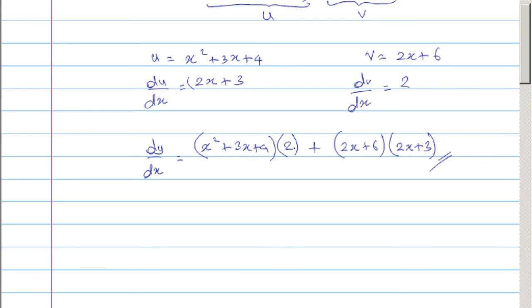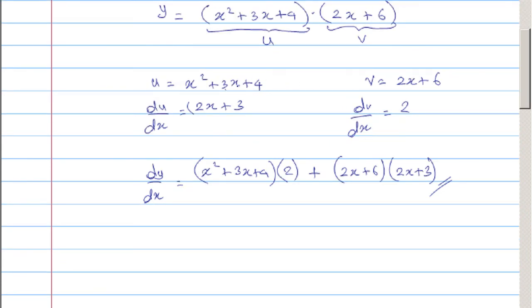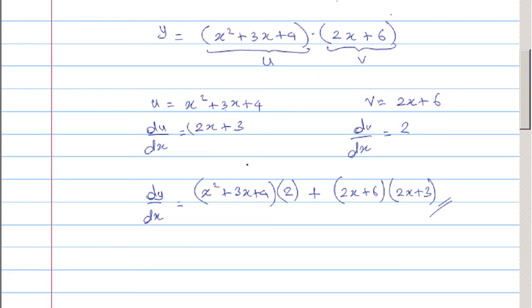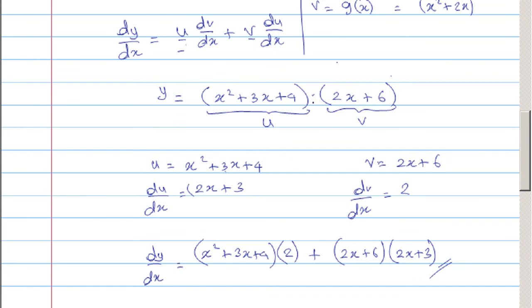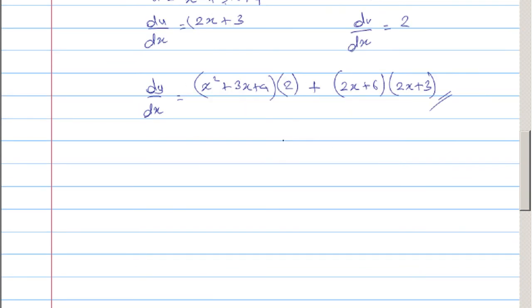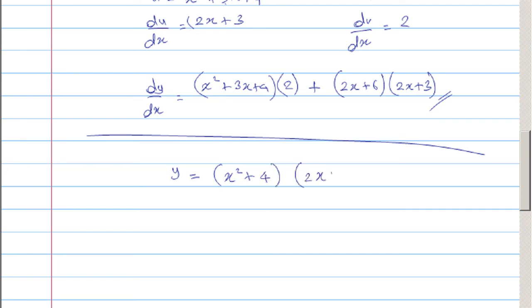You can, if you want, multiply it out and then collect like terms together, but I'll just leave it at that step. And these two steps here that I've done, you write u and then du over dx, v and dv over dx, that was just to explain the method, and you can do that in your exam. But usually you should be able to do this without these intermediate steps. So let's take another example, probably a slightly easier one. So let's say we have y equals x squared plus 4 times 2x plus 7.